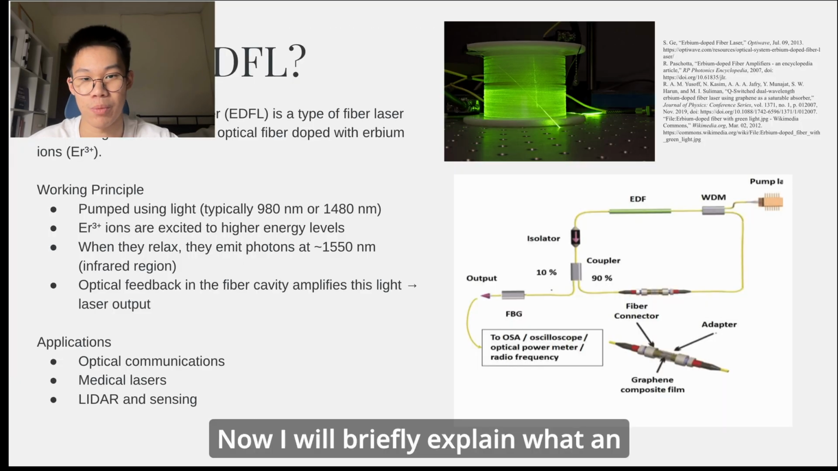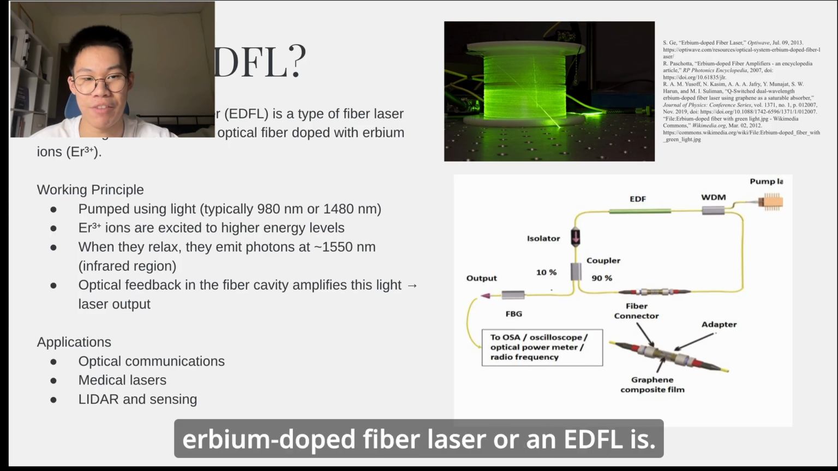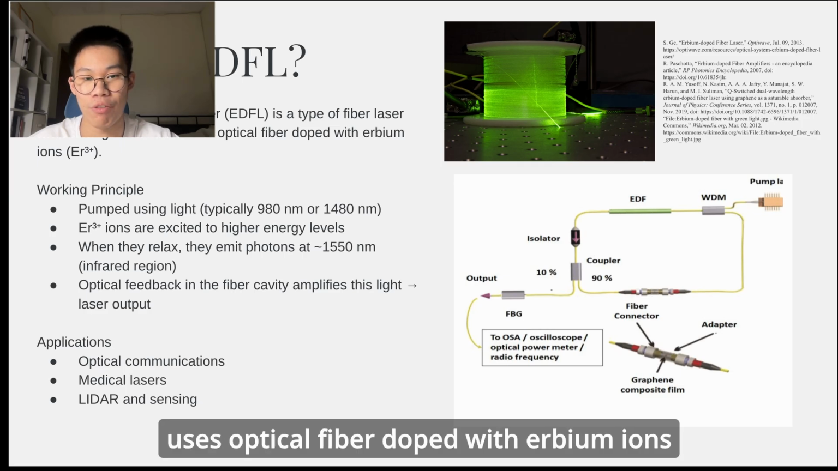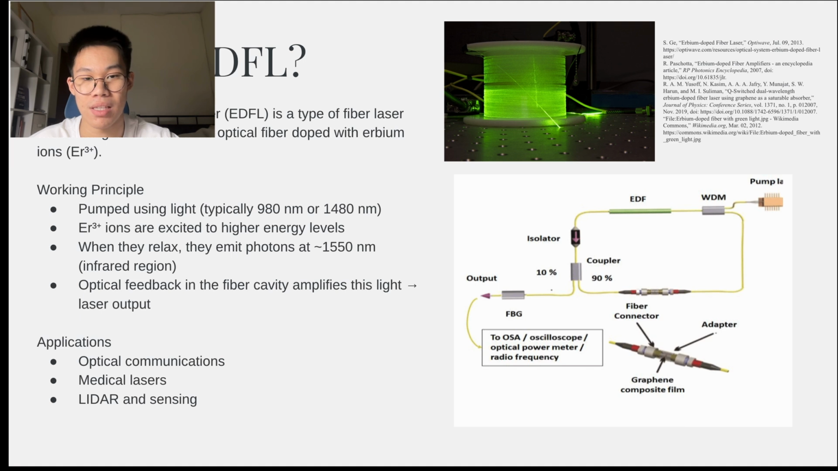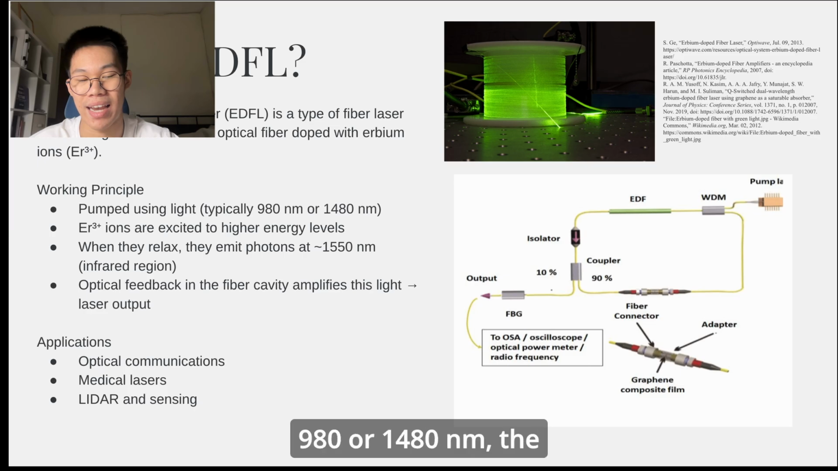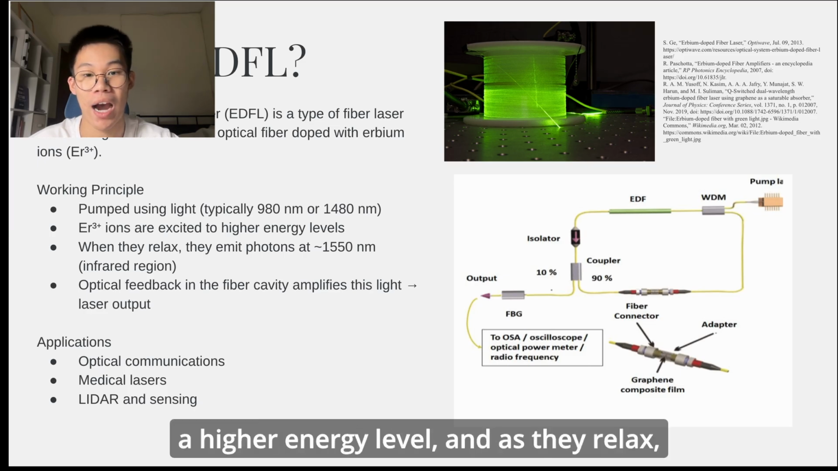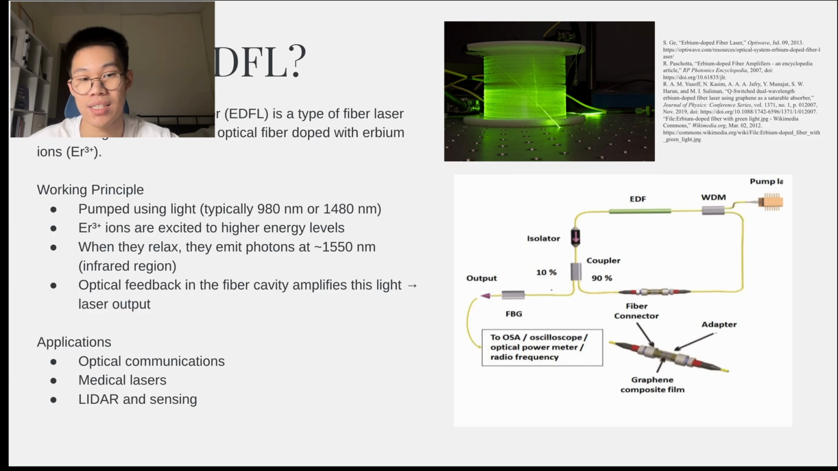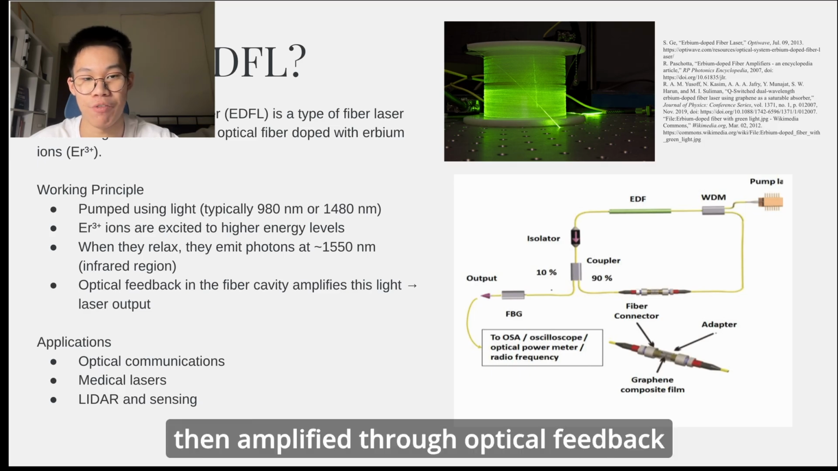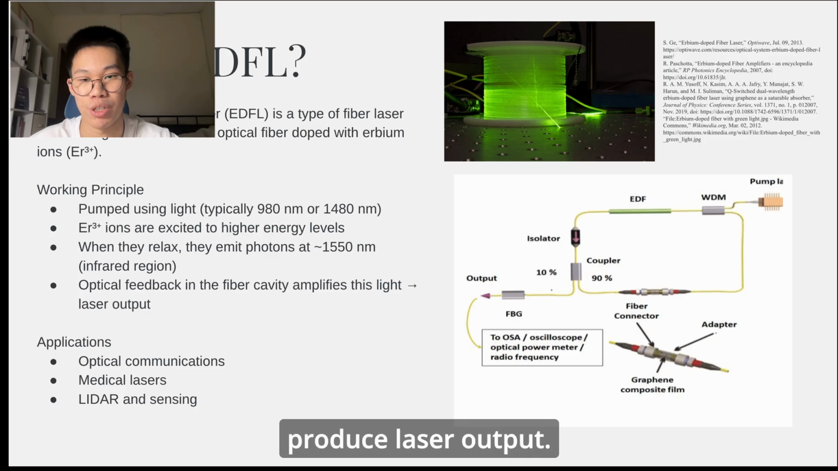Now I will briefly explain what an erbium doped fiber laser, or an EDFL, is. An EDFL is an example of a fiber laser that uses optical fiber doped with erbium ions as the gain medium. When the cavity is pumped with light at 980 or 1480 nanometers, the erbium ions are excited to a higher energy level, and as they relax, they emit photons around 1550 nanometers, which are then amplified through optical feedback in the fiber cavity to produce laser output.